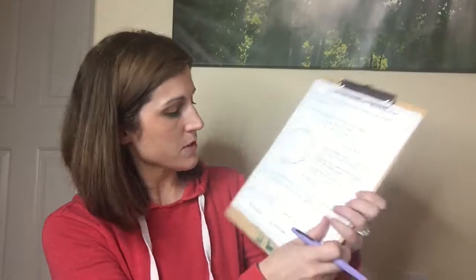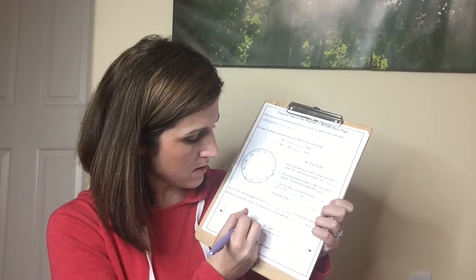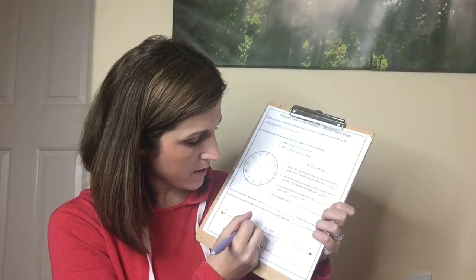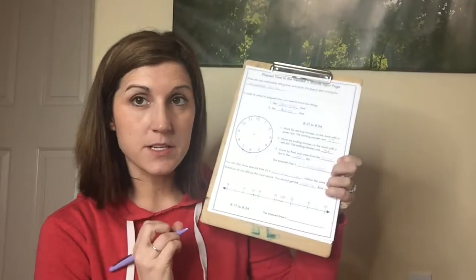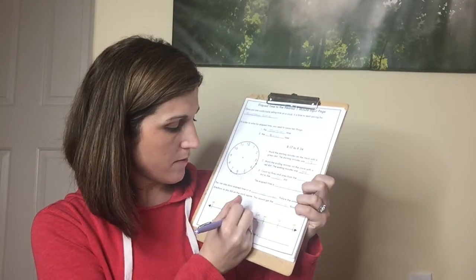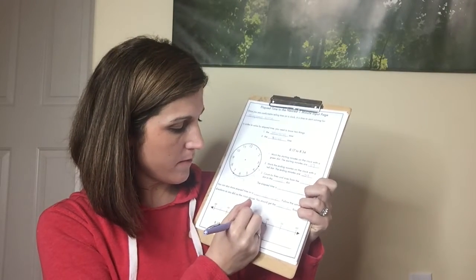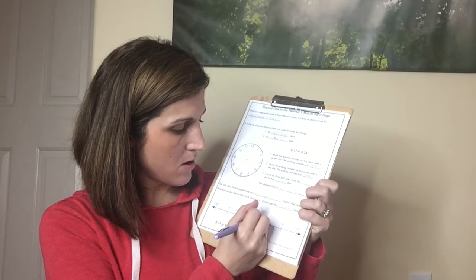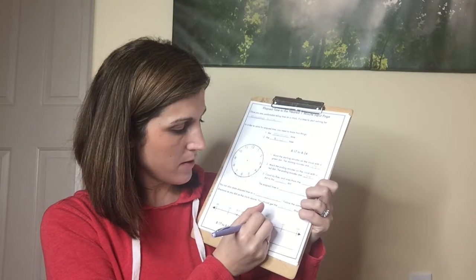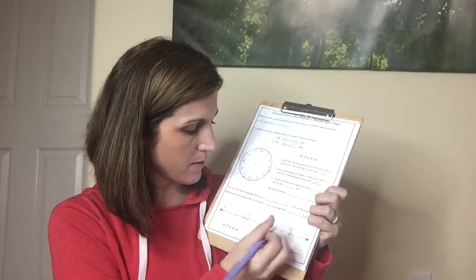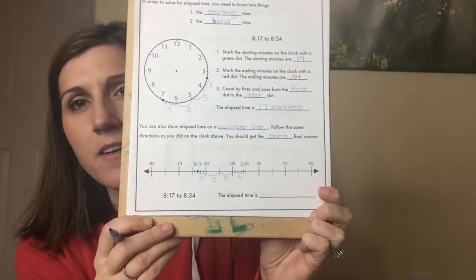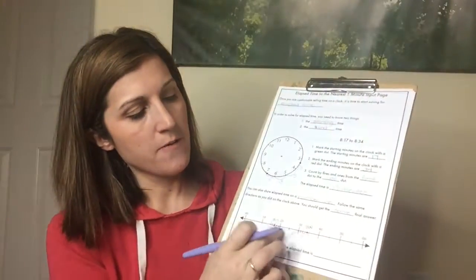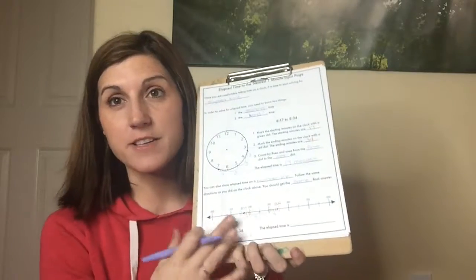Now I can count with my purple. Starting at 8:17, 1, 2, 3. Label that 3 minutes to get to 20. 5, 5, 1, 2, 3, 4. Label it with a 4. So again, I have 3, 5, 5, 4 that I need to add all together.